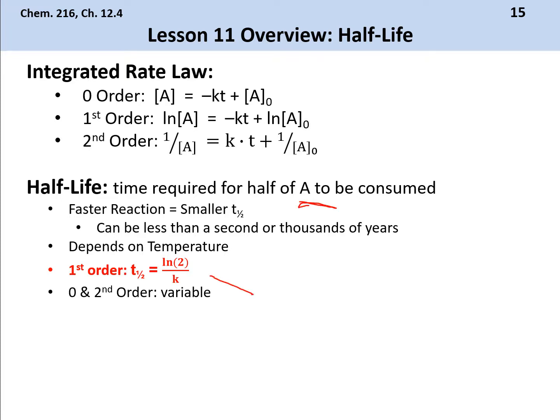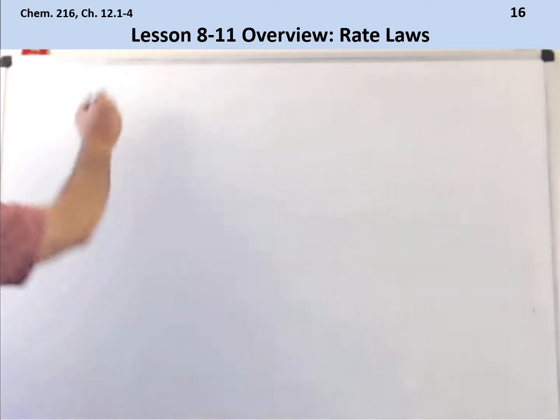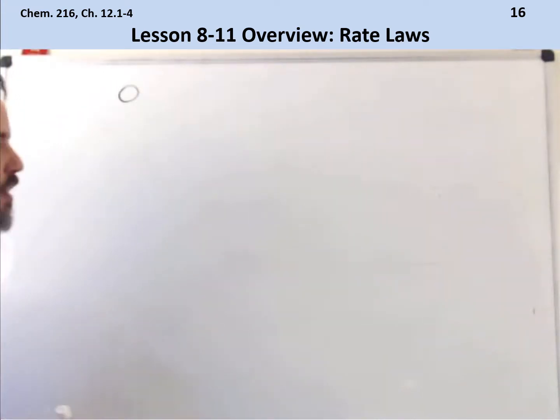We really only care about first order, right? That's because zero and second order have more variable half-lives. Okay, so let's do a quick review of kinetics. We're going to talk about zero order, first order, and second order, and the differences in rate laws, etc., with these.